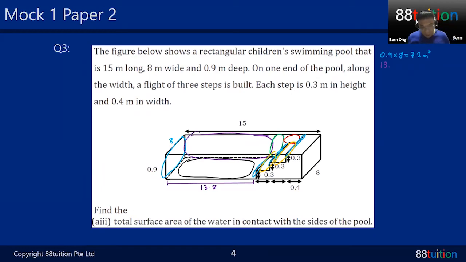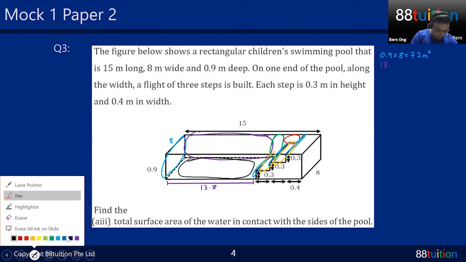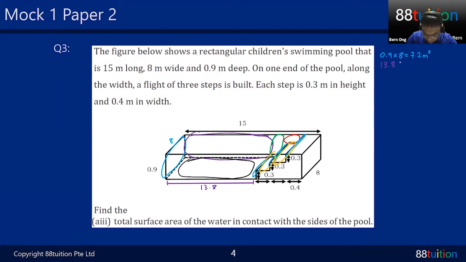Sorry. So 13.8, right? I'm looking for the side of the wall actually. All right, 13.8 times what? Times 0.9. Because there's the front and back, it means you have to times 2. Okay, you have to be very clear. I just slowly find one. 13.8 times 0.9 times 2 will give you 24.84 meters square.